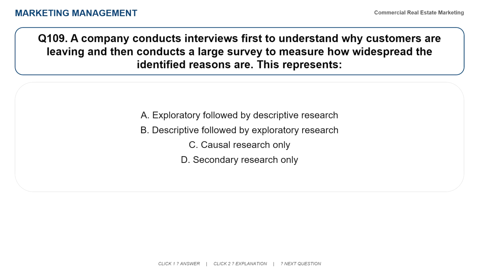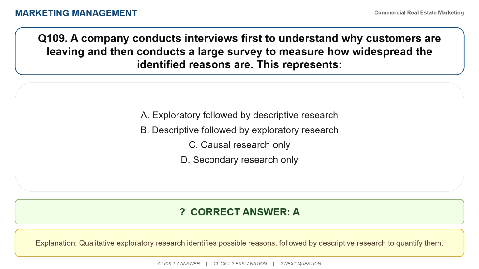Question 109. A company conducts interviews first to understand why customers are leaving and then conducts a large survey to measure how widespread the identified reasons are. This represents: Option A, exploratory followed by descriptive research. Option B, descriptive followed by exploratory research. Option C, causal research only. Option D, secondary research only. The correct answer is A. Explanation. Qualitative exploratory research identifies possible reasons, followed by descriptive research to quantify them.